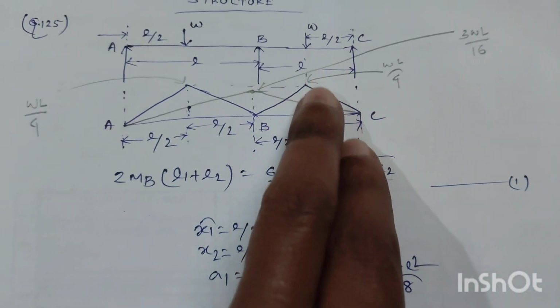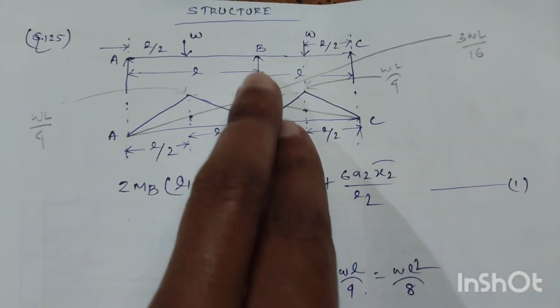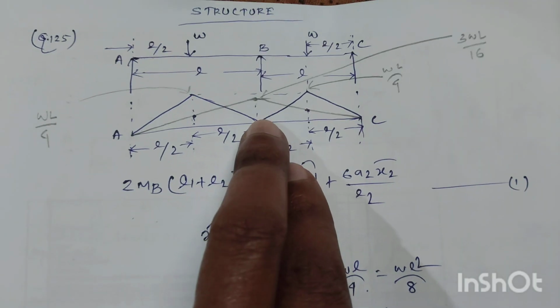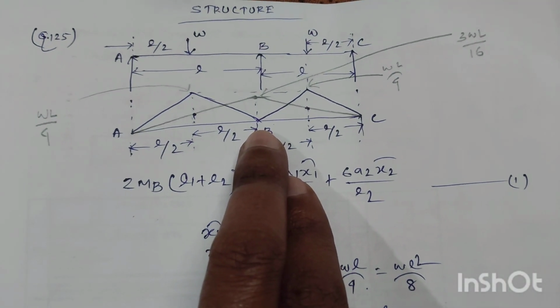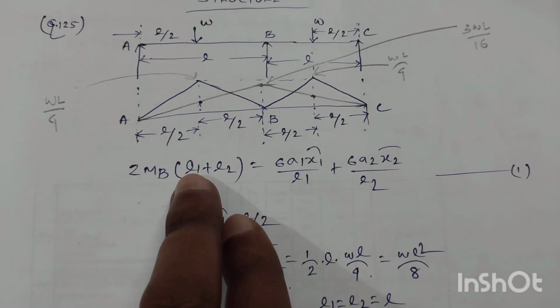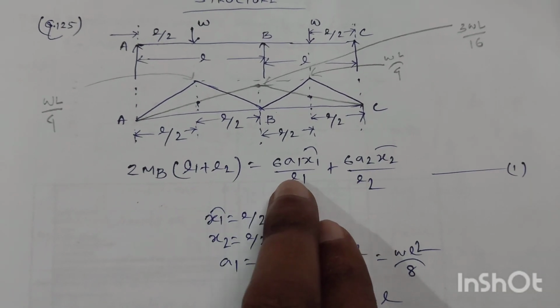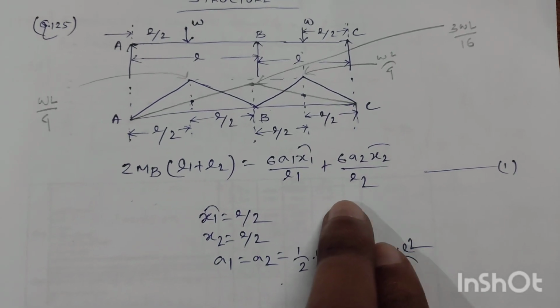This ordinate and this ordinate will be WL by 4. Now we have to determine the moment at B. This is the fixed end moment. To determine the moment at B, we will use the three moment equation, which is 2MB into (L1 plus L2) equal to 6A1 x1 bar by L1 plus 6A2 x2 bar by L2.